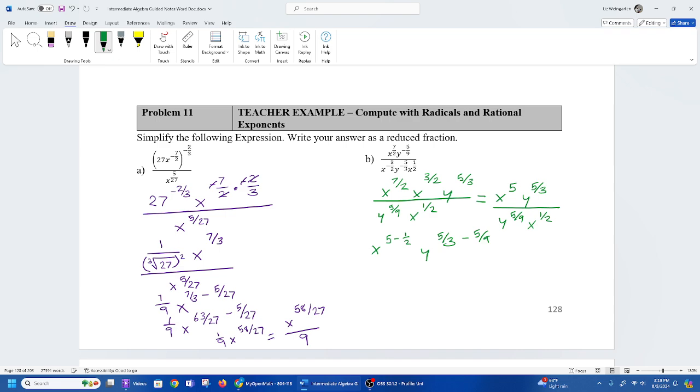We're going to have to find common denominators for both of these. We get x to the 10/2 minus 1/2, y to the 15/9 minus 5/9. And now we can subtract the numerators. We get x to the 9/2, y to the 10/9. And that's our final solution.